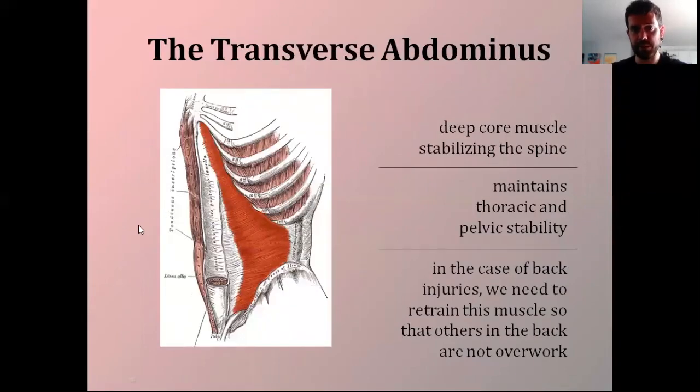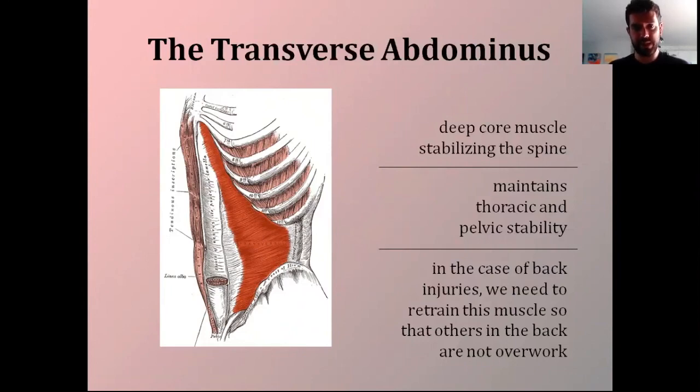So this is the transverse abdominis, which I mentioned earlier. It's a very deep core muscle that stabilizes the spine. It's the muscle that you may have heard people talking about when you're doing exercises like the squat. You want to try to cup, bringing your ribs down toward your pelvis, making a sort of cup shape or a bowl. This is the muscle that helps out with that. It helps maintain your thoracic and pelvic stability.